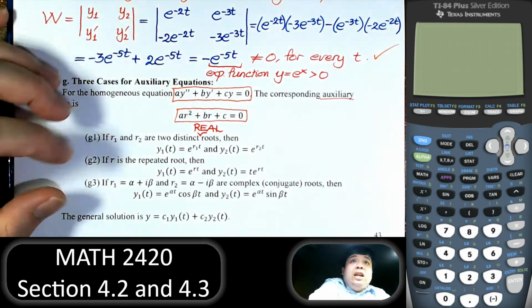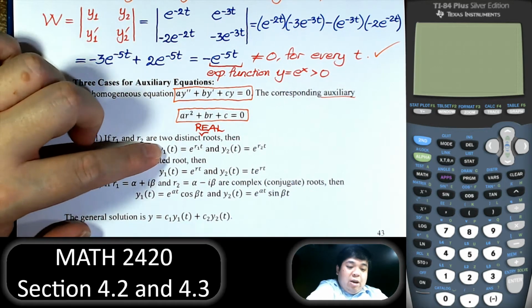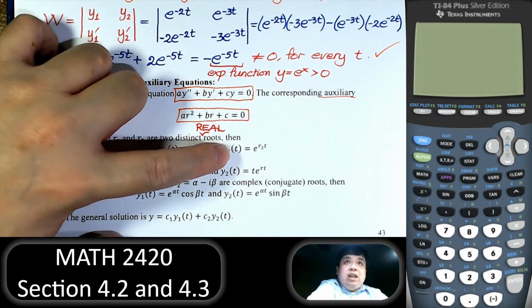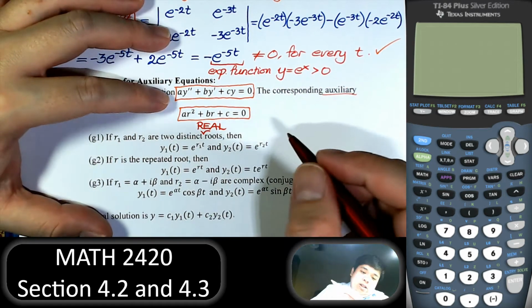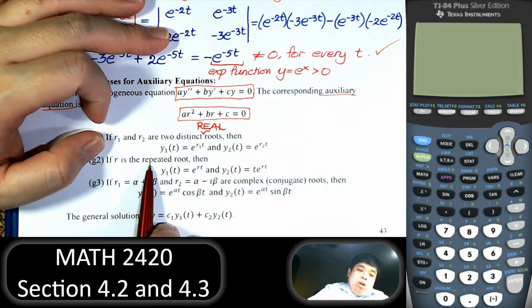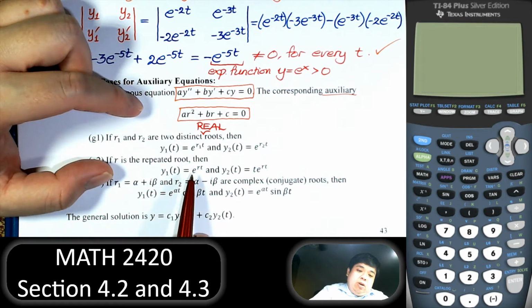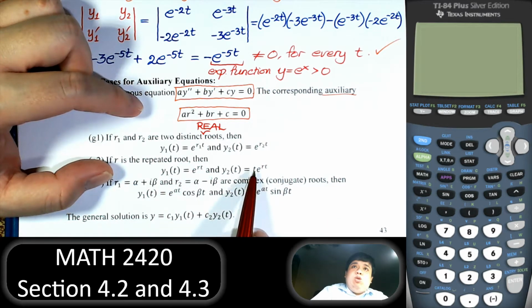If the two solutions are distinct real roots, then we just have y1 and y2 as e to the r1t and e to the r2t. Next, if r is a repeated root, so if we have only one solution, then we have e to the rt, and then we have to multiply t to it.